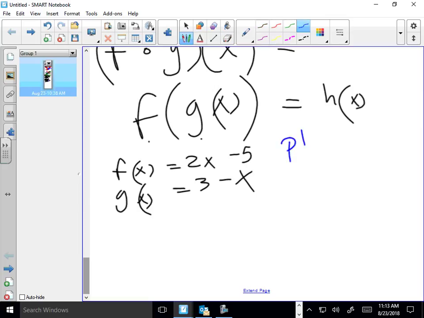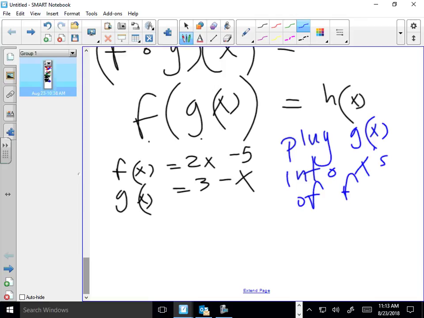Okay, plug g of x into the x's of f of x. That's what this notation is telling me. Instead of f of 4 like we saw before, that Wyatt had some difficulty with, it's now f of g. And so Owen says, well, if for f of 4 we just plug the 4 in for all the x's, for f of g we're just going to plug a g in for all the x's.